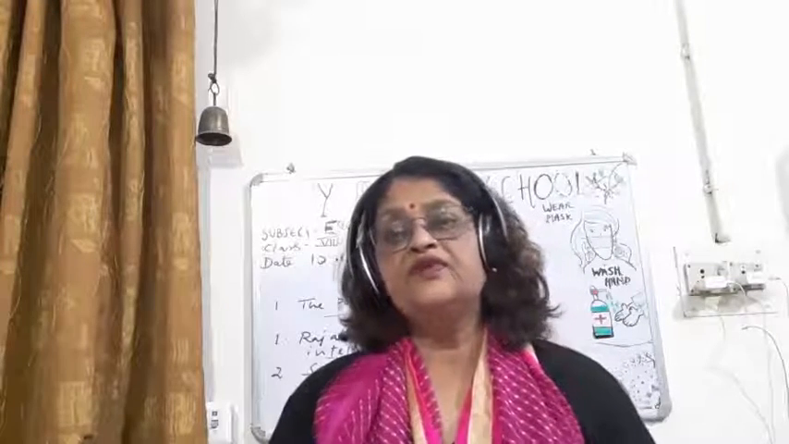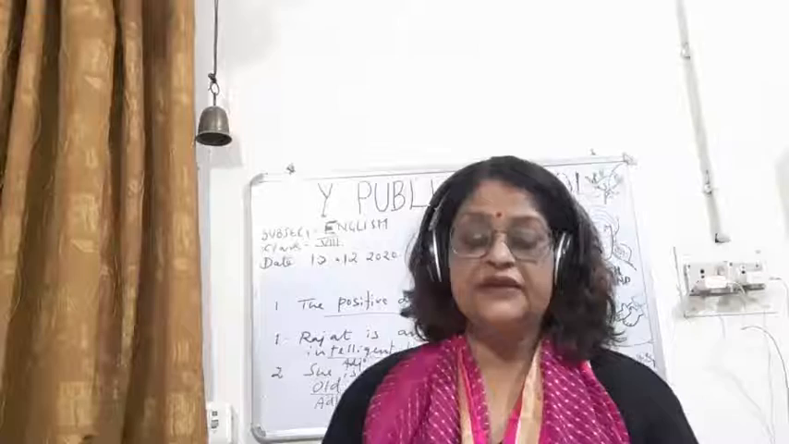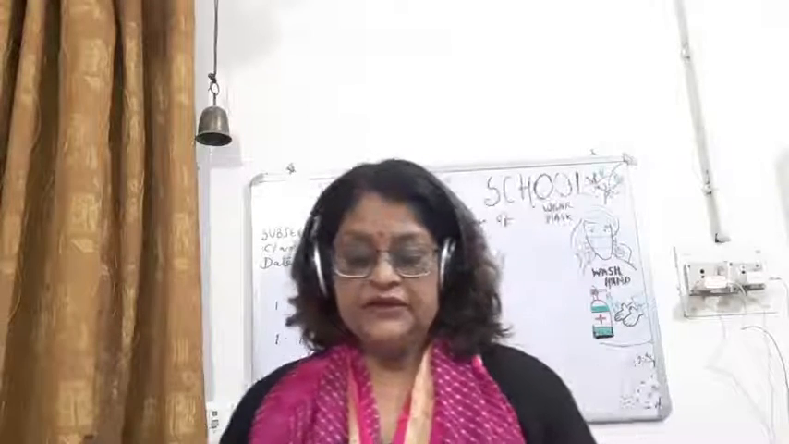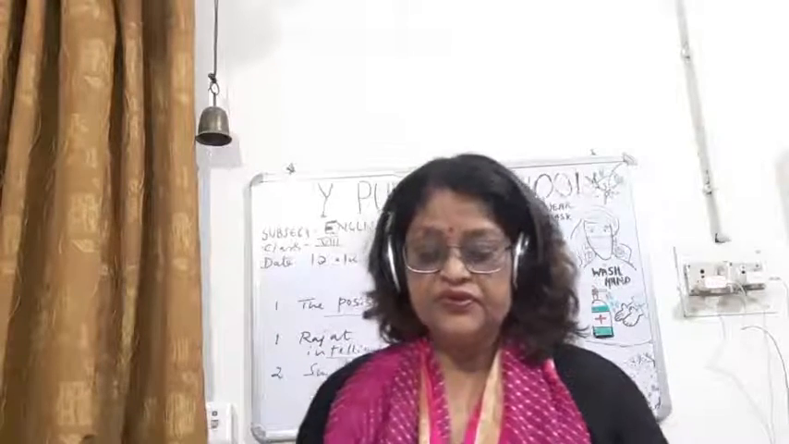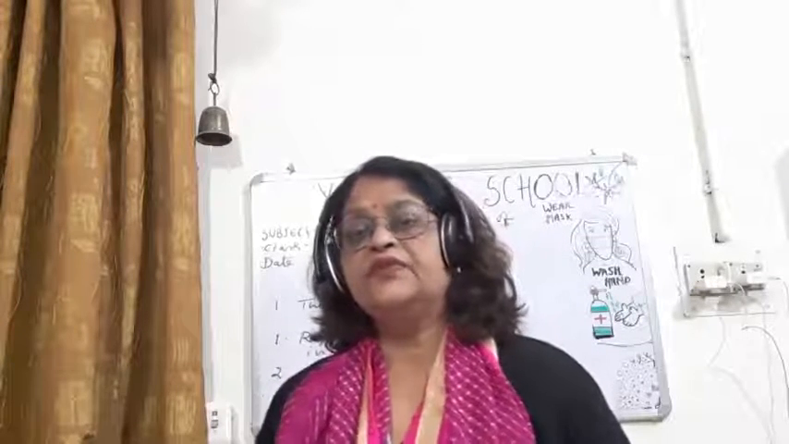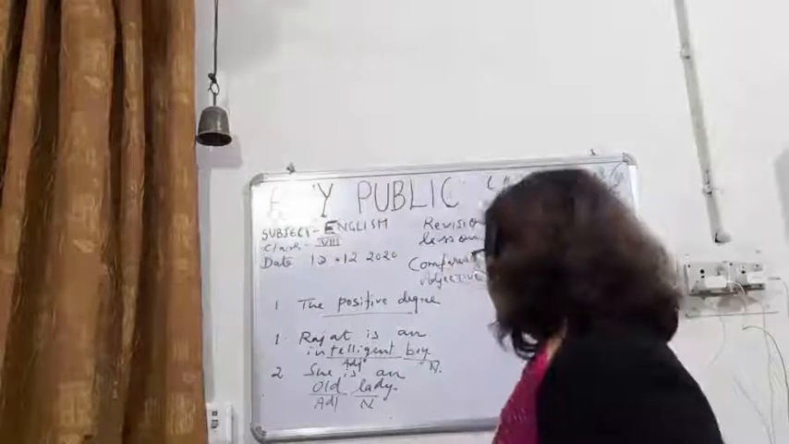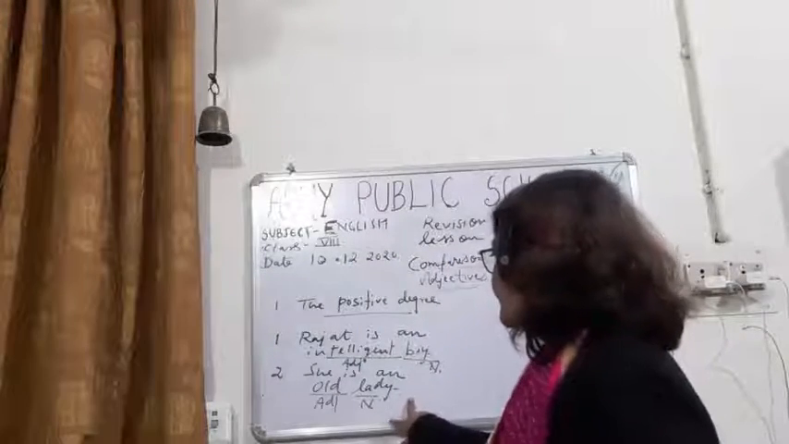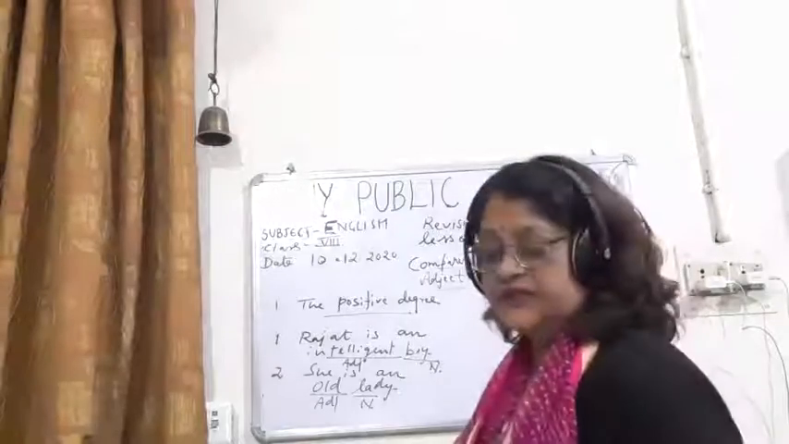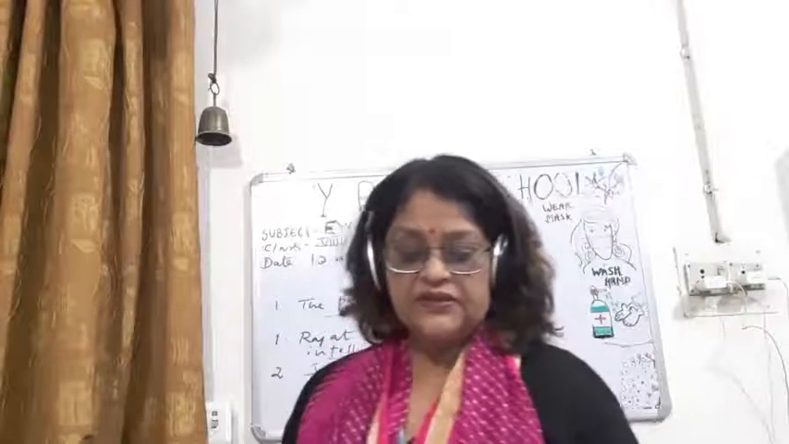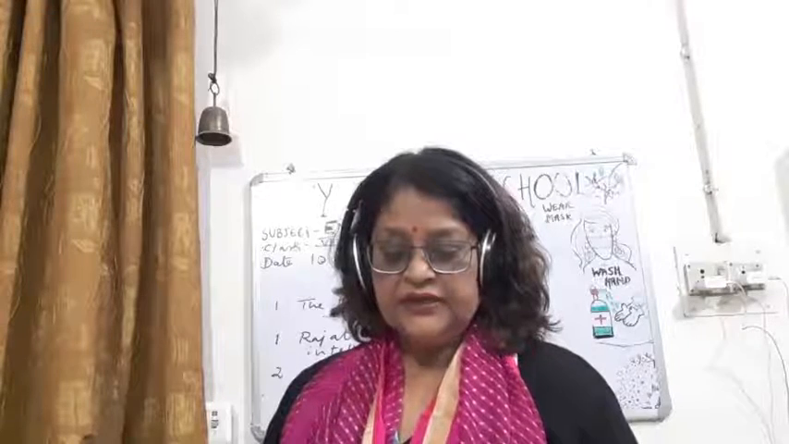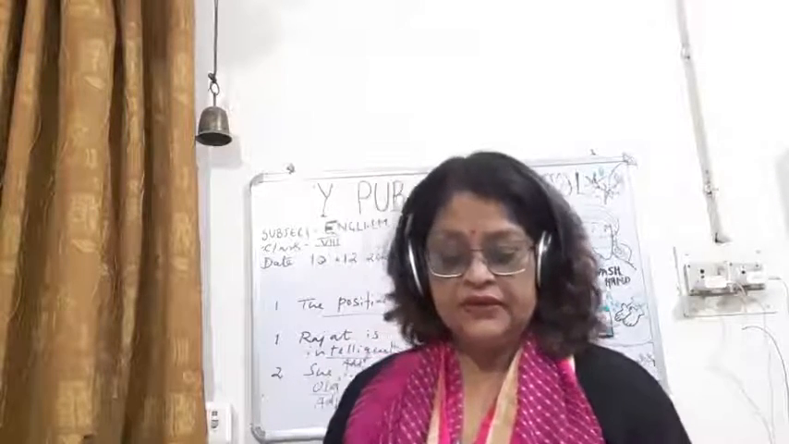Like Rajat is an intelligent boy. Children, here one quality of a boy is mentioned, that is intelligent. So intelligent is the positive degree. Mamta is a tall girl, as I have written on the board. She is an old lady. Old is an adjective, lady is a noun. So the words intelligent and old are said to be in the positive degree.